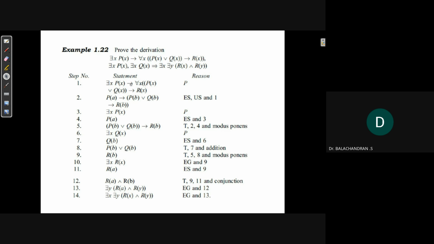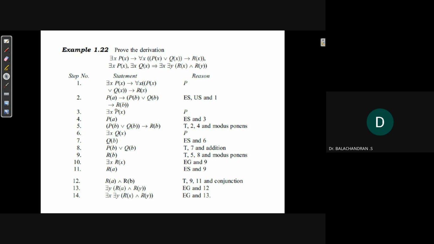So first they are assuming there exists x, P of x implies what? For every x, P of x or Q of x implies R of x. I think they missed one more bracket here. From 1 to 2, they are using rule ES as well as rule US, both. So here I am using A for rule ES, and for rule US I am using B. So here B, here also B.